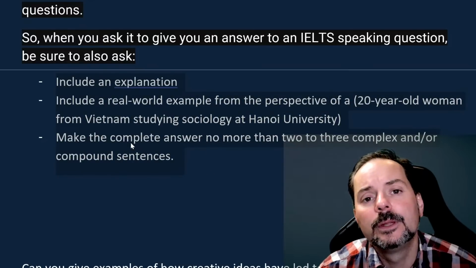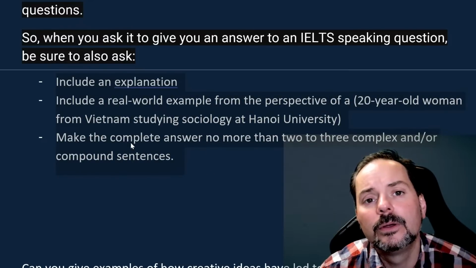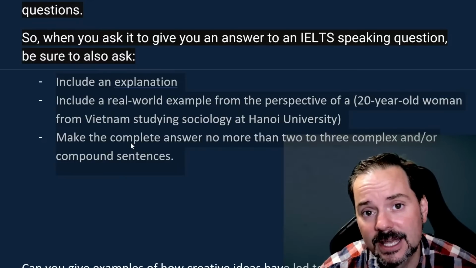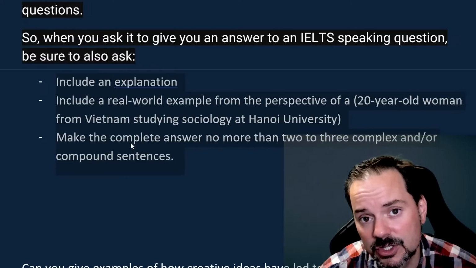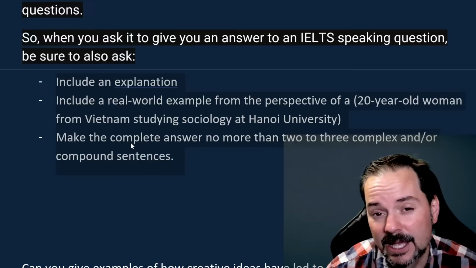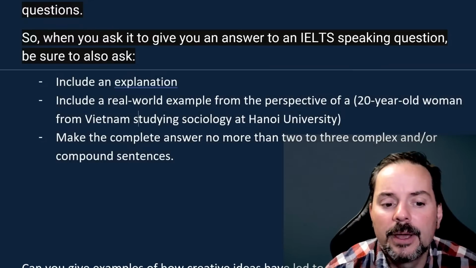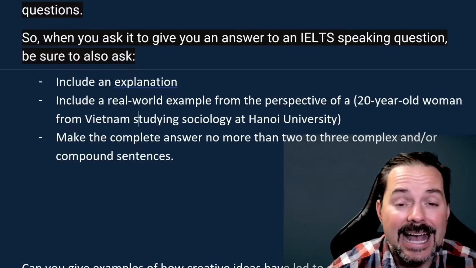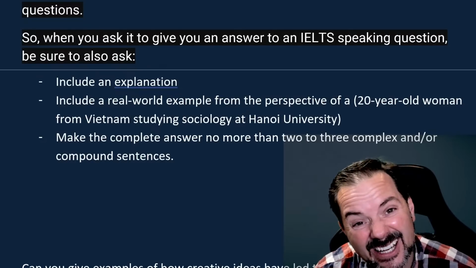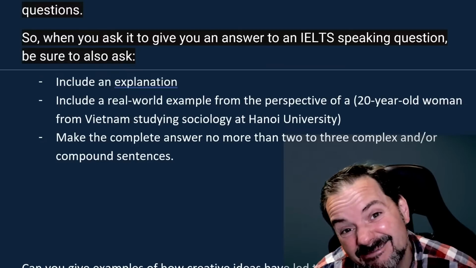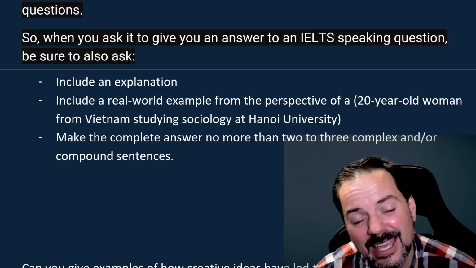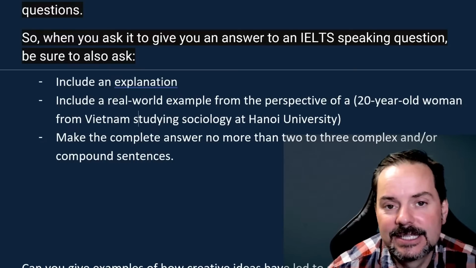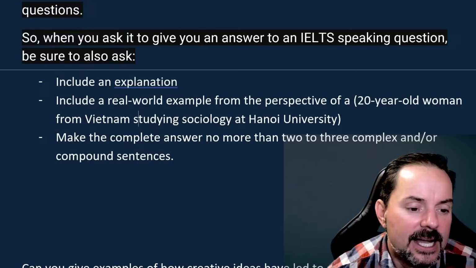Now, you still have to check the answer, obviously, and make sure it makes sense, because the more specific instructions you give it, sometimes the weirder the answers start to get. And of course, in the real IELTS, when you're getting asked the question, ChatGPT is not there. Sorry, you can't bring your computer, and you can't bring ChatGPT to the IELTS exam with you. You can maybe bring it to work, but not the IELTS exam.